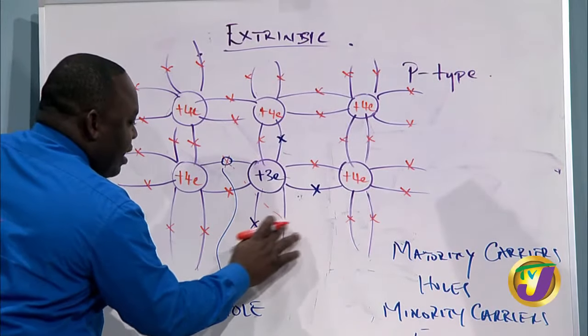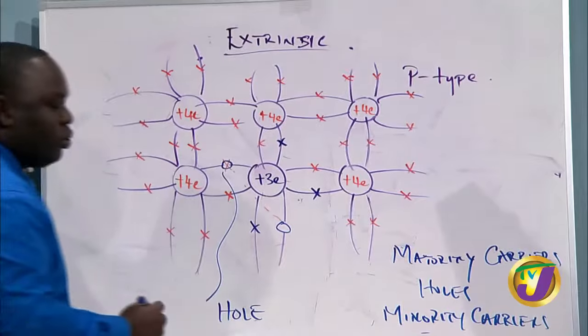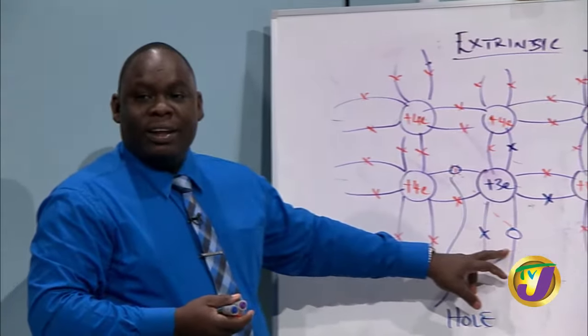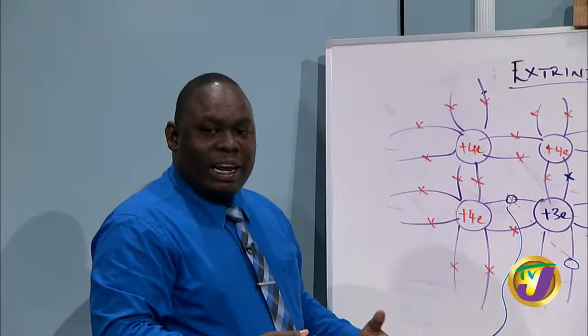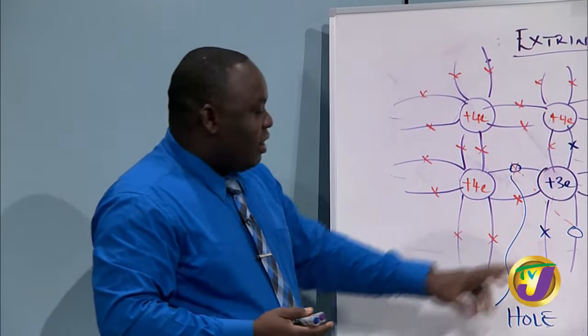It will now create a what? A hole. A hole on this side. So it would appear to the naked eye as if the hole actually moved. But in truth and in fact, what moved was the electron. So this hole is right here.